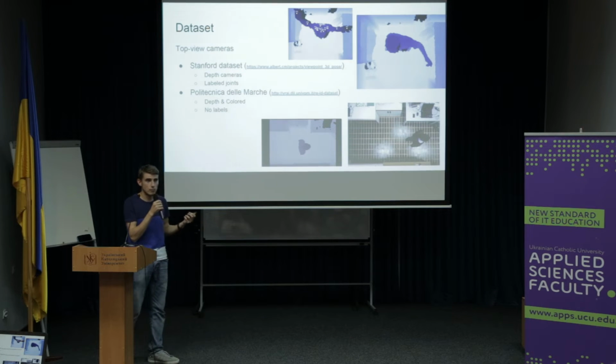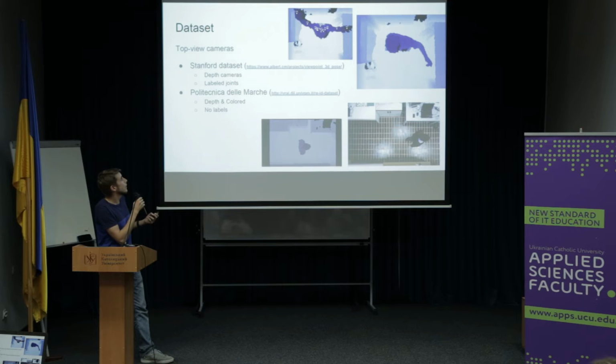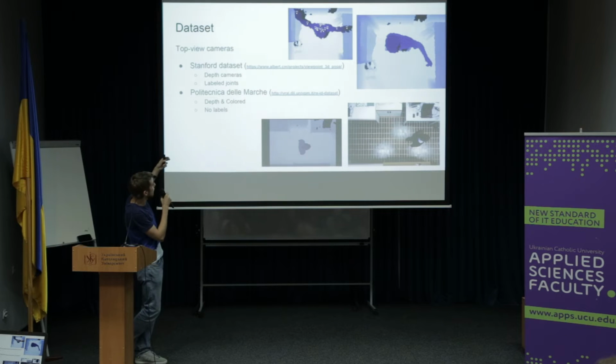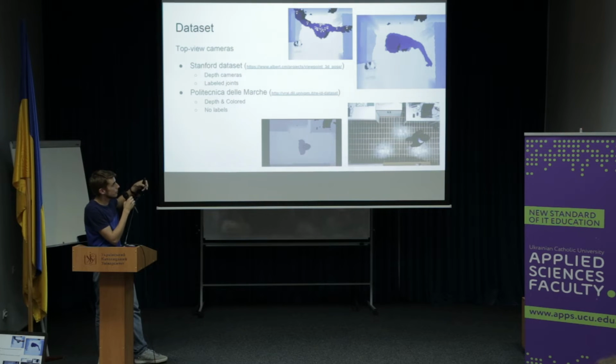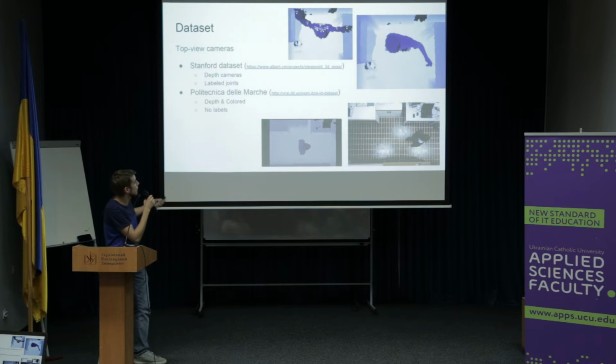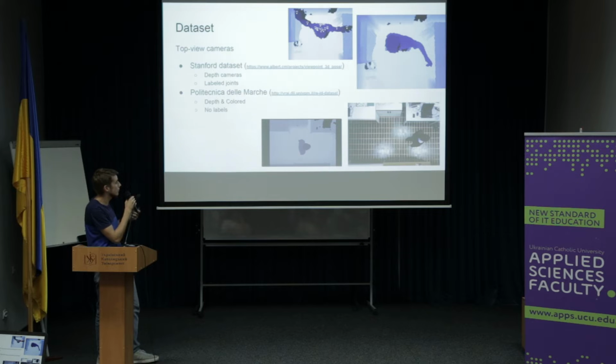So the first question you ask yourself when you do any kind of machine learning is about the data set. We got 2 data sets. Each of them has its own incompleteness. The first has depth camera views without colored views, like on the pictures above, but it has labeled joints, and the other one has depth and colored views, but it has no labels to grade on.